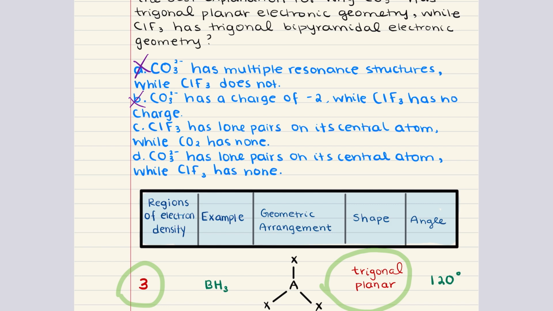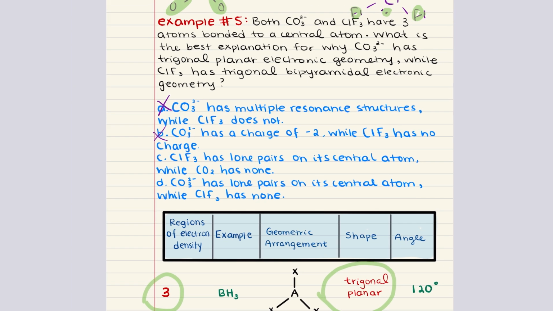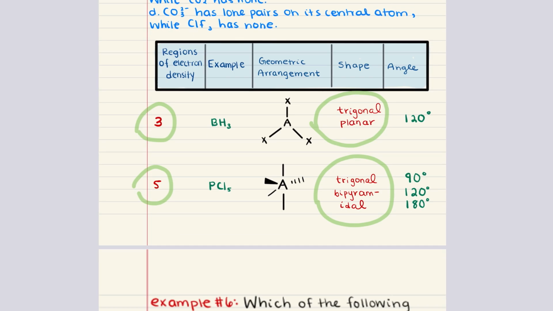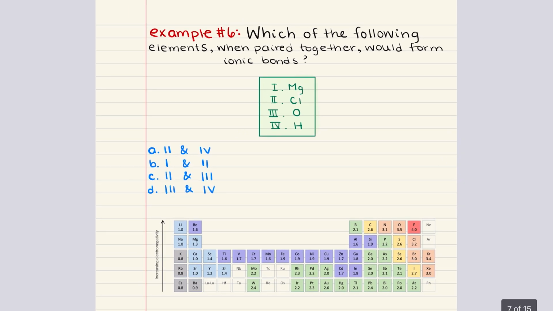All right, let's look at answer choice D still. It says carbonate has lone pairs on its central atom while chlorine trifluoride has none. This statement is just outright incorrect. Carbonate does not have any lone pairs on the central atom. And so with all of that being said, the correct answer for 5 is going to be C. Wonderful. Let's move on to problem 6.